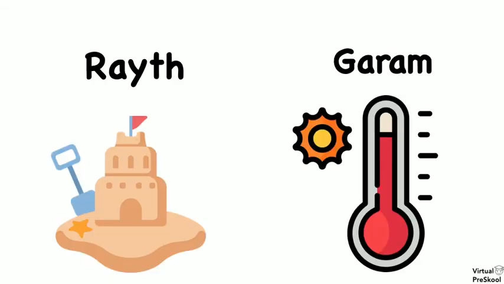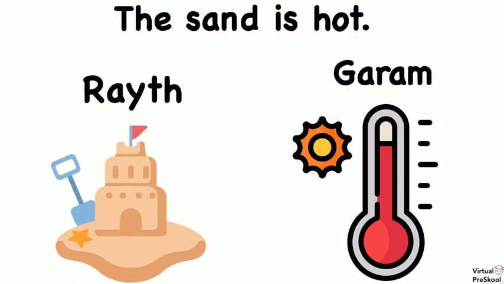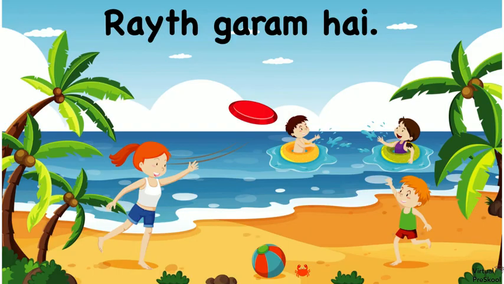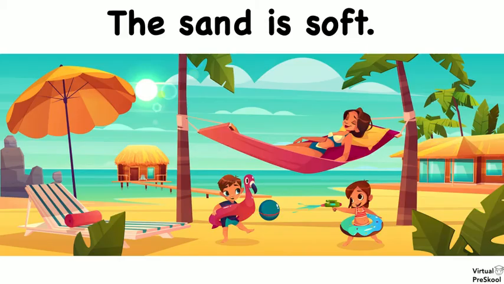So we have ret and we have garam. Ret and garam. So again, our sentence was the sand is hot. So how do you think we would put that sentence together? If you know that sand is ret and garam is hot, how would we say the sand is hot? I'll give you a second to think about it. If you said ret garam hai, very good. Ret garam hai is how we say the sand is hot. All right, what about the sand is soft?